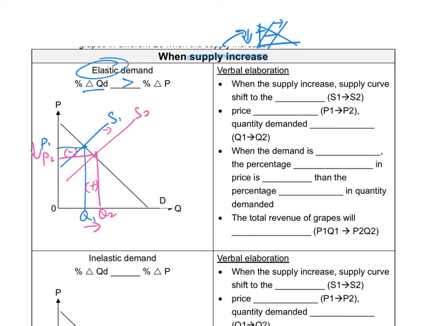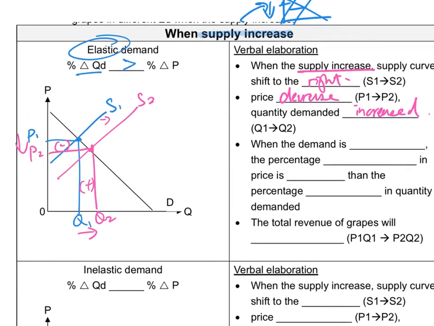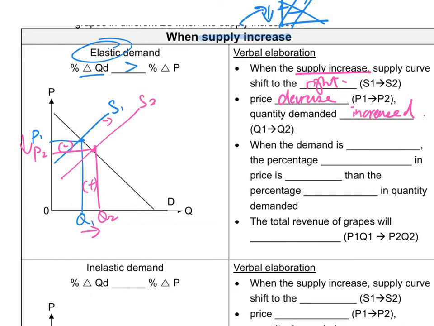But for the explanation, how do we write about that? When the supply increases, the supply curve shifts to the right, then the price, according to the diagram, decreases and the quantity demanded increases. And then the definition of elastic demand: when the demand is elastic, the definition is the percentage increase, sorry, it's talking about price, right?